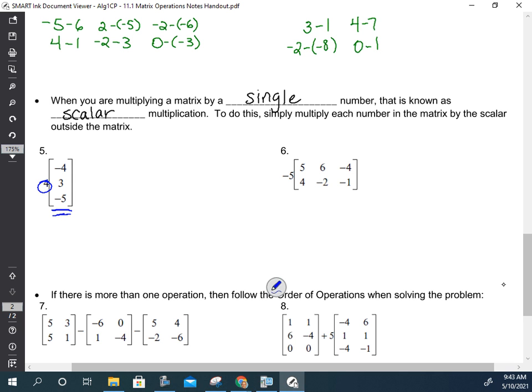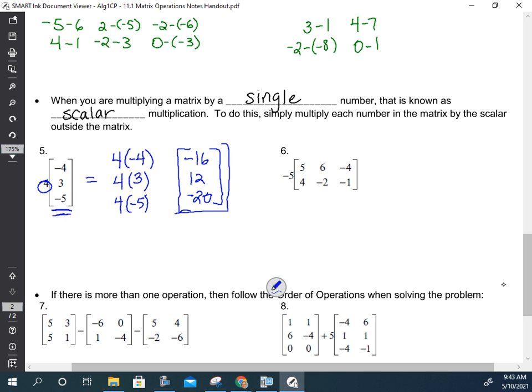So for example 5, you have this matrix multiplied by the number 4. So you're going to take 4 times negative 4, negative 16. 4 times 3, 12. 4 times negative 5, negative 20. Just like that, problem's over. Literally taking everything, multiplying it times 4.